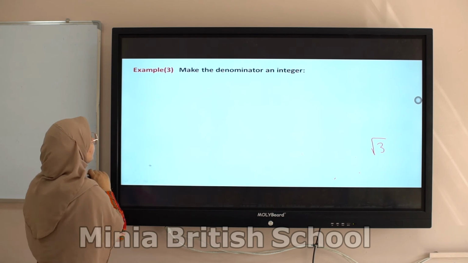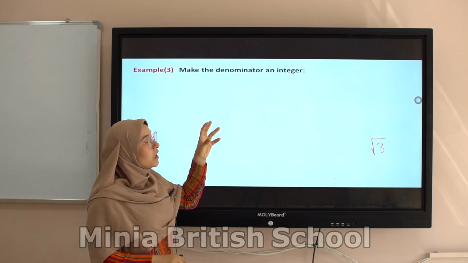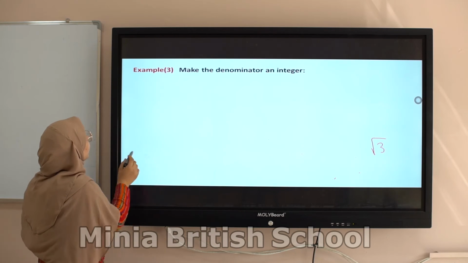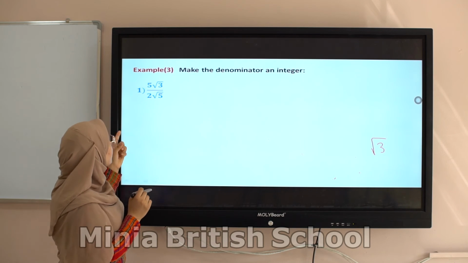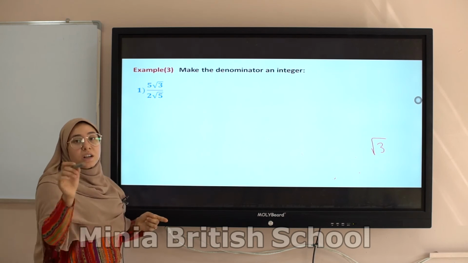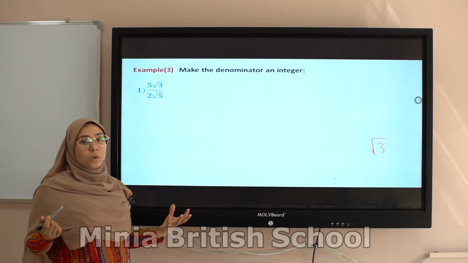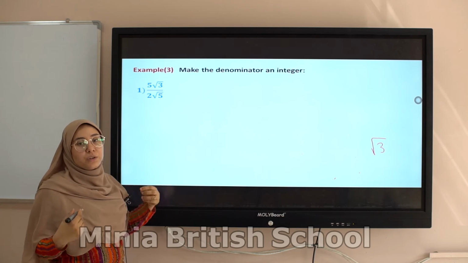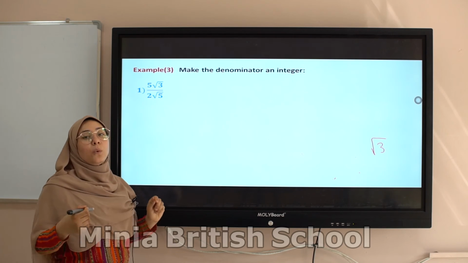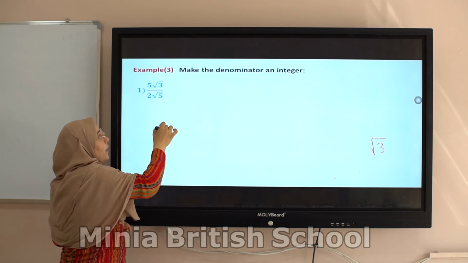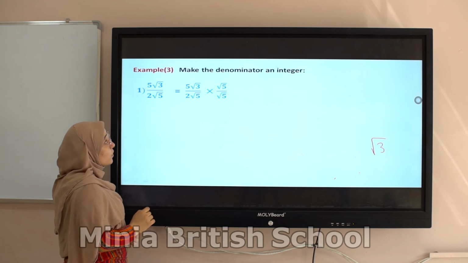Example number 3 here, make the denominator an integer. Make the denominator as integers, okay? So first one, 5 root 3 divided by 2 root 5. I said what? Here the denominator is root 5. So I will multiply this fraction by root 5 up and down like this, okay?